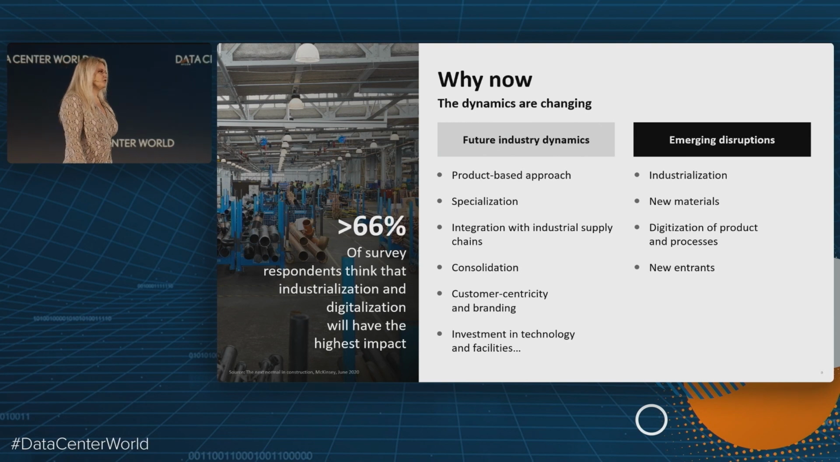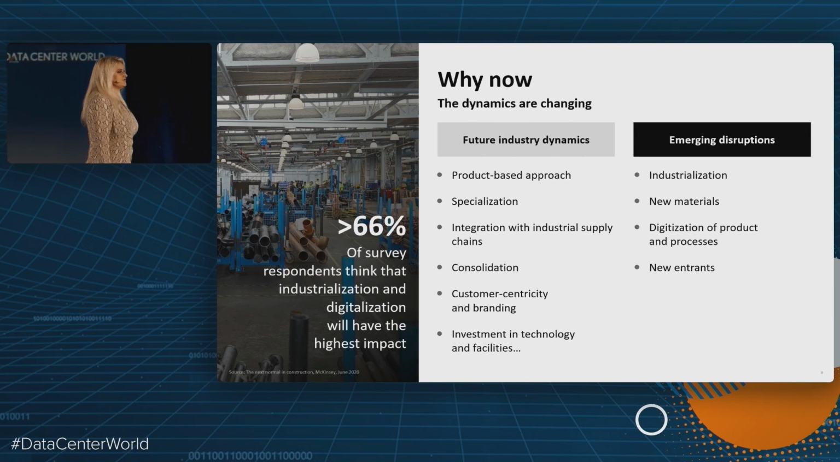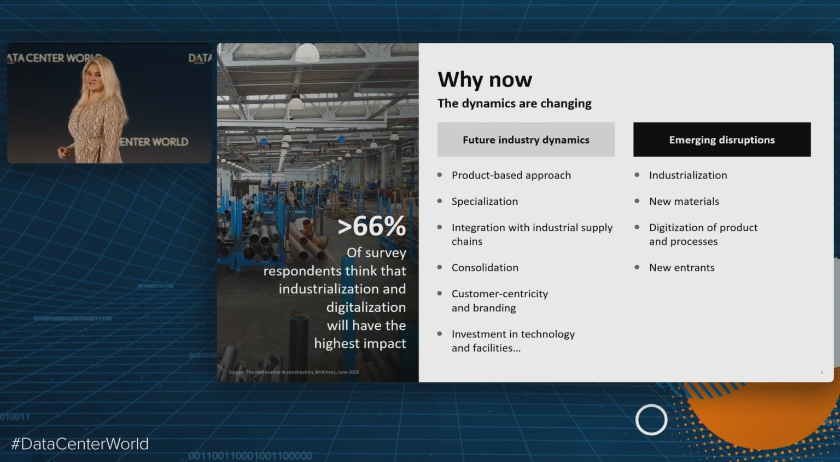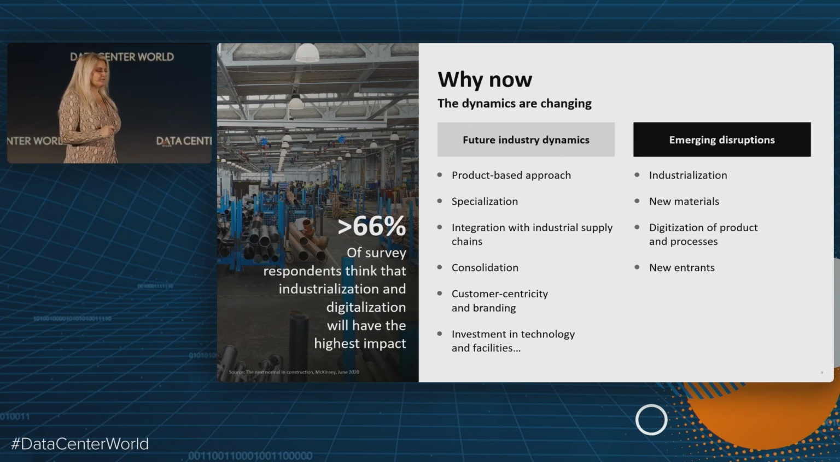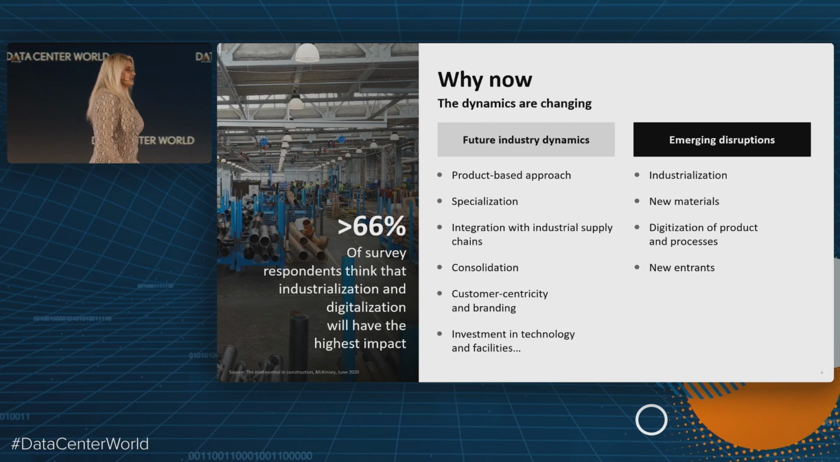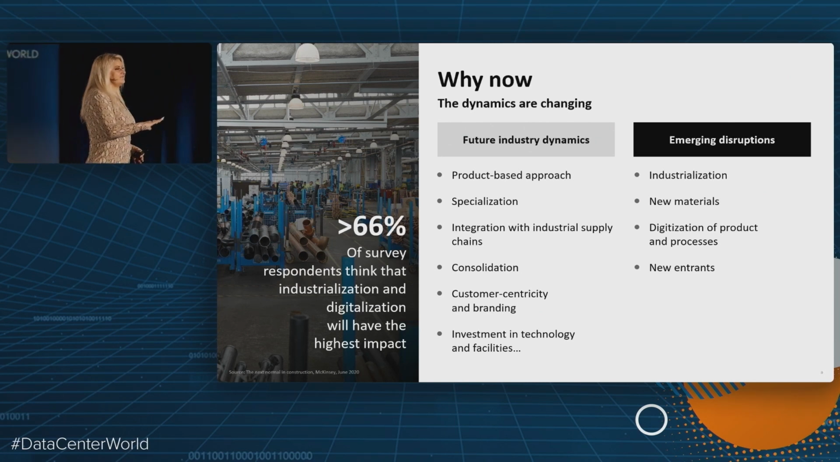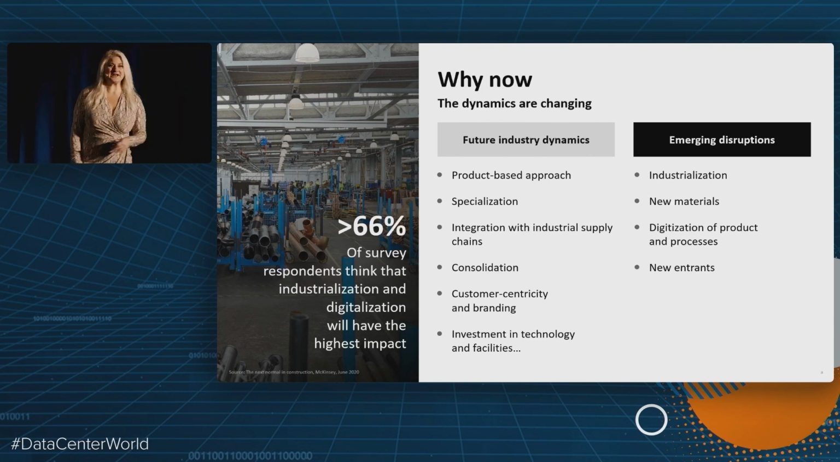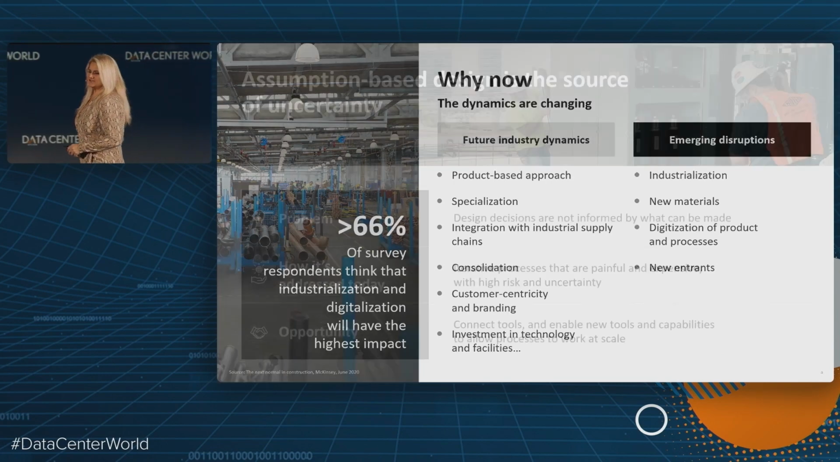But what they said is the most impactful thing that would happen in the next 1 to 3 years in the future industry dynamics was going to be a product-led approach. Not design-led, a product-led approach, right? 1 to 3 years, that was almost 2 years ago. And so 66% of those survey respondents think that industrialization, this industrialized construction, and digitization is going to have the highest impact of any of those emerging trends. And actually, there was about 9 of them, but I shortened the list so you didn't have to read them all. That's really important to you to understand.